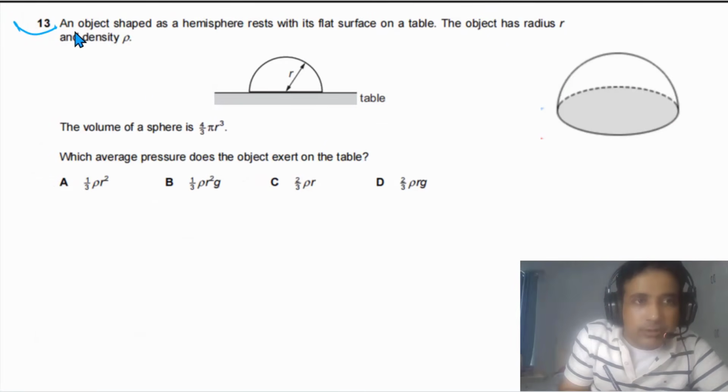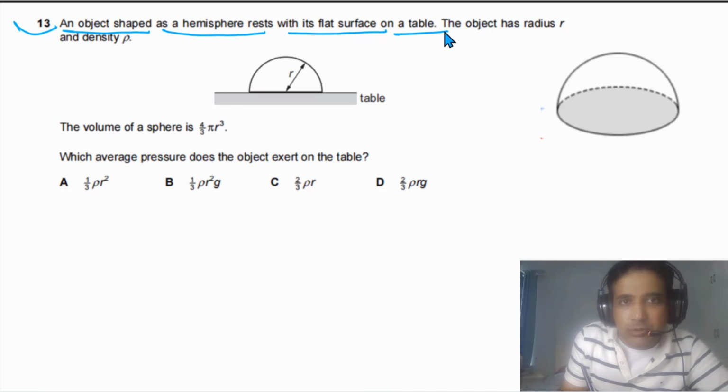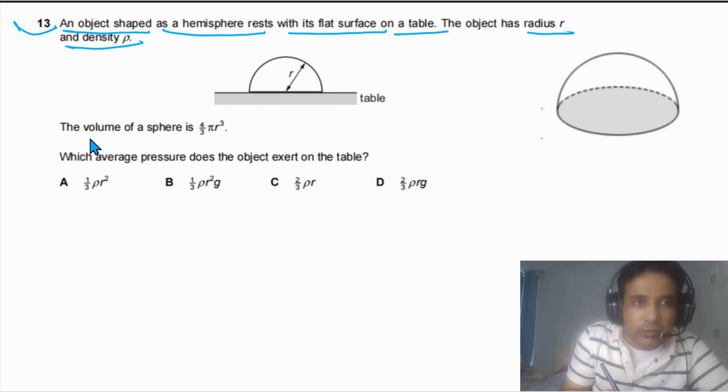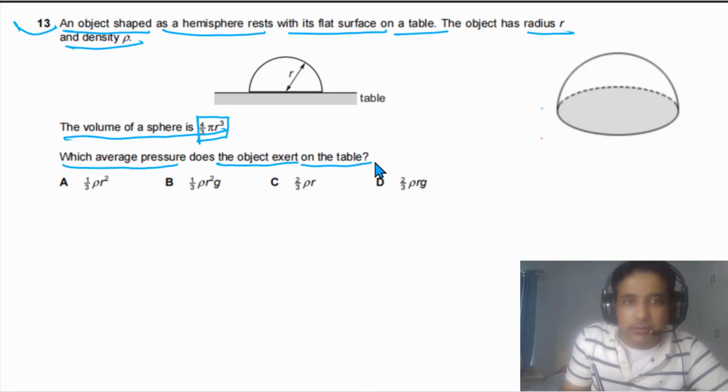Question number 13 says an object shaped as a hemisphere rests with its flat surface on a table. The object has radius small r and the density of the object is rho. The volume of a sphere is given to us, that is equal to 4 by 3 pi r cubed. Which average pressure does the object exert on the table?